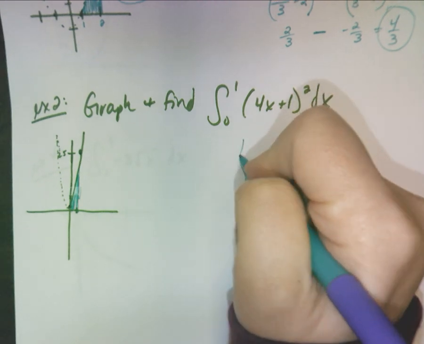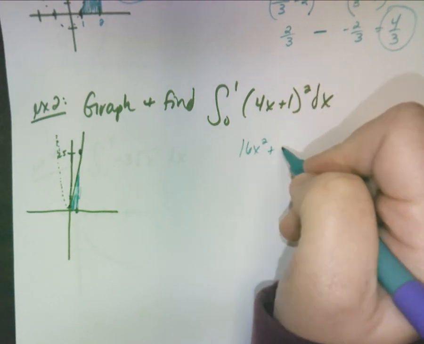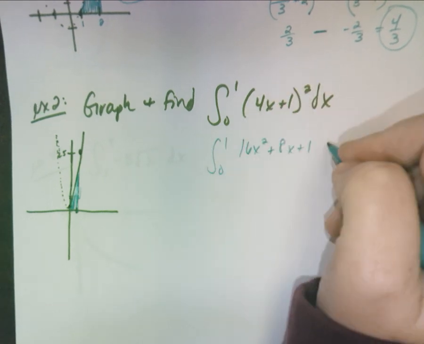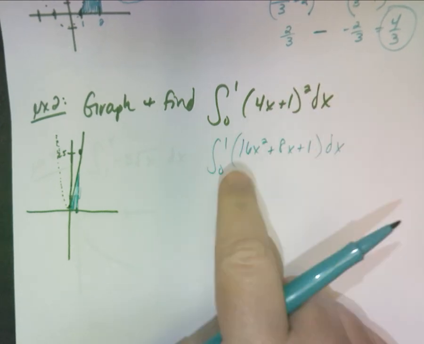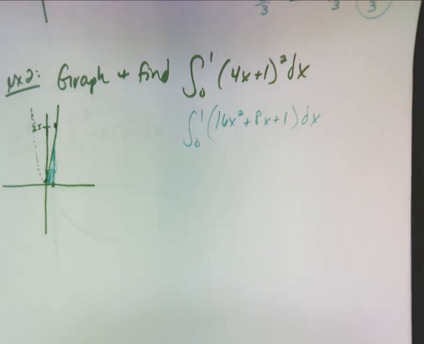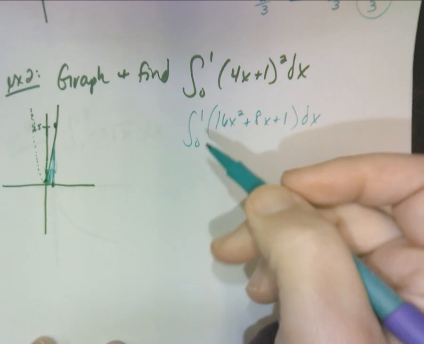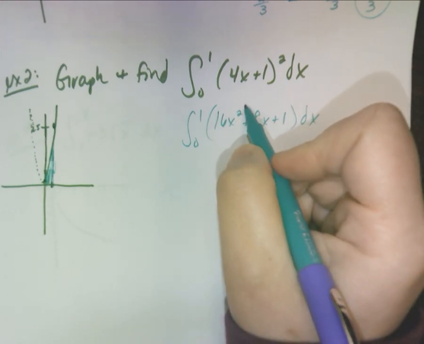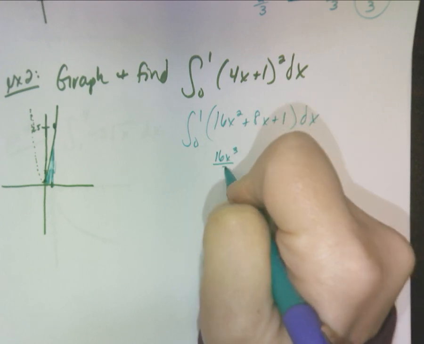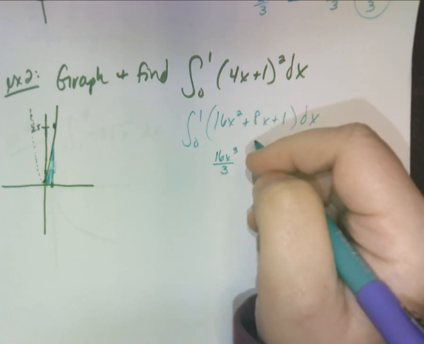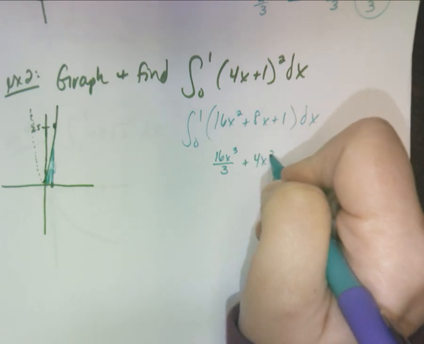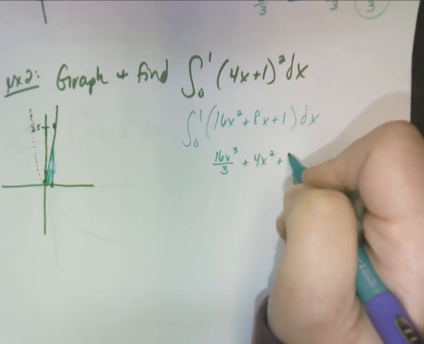So this would be 16x squared, 8x plus 1, and we're going to integrate this. So I'm just going to integrate each one separately, and I think that's always easier. If I have to do a u, I'll do a u, but this is just much easier to do. So let's see. Add 1 would be 3 and divide. So 16x to the 3 divided by 3. Add 1 would be squared, so it'd be divided by 2, which is 4x squared. And then add 1, it would be 1x.